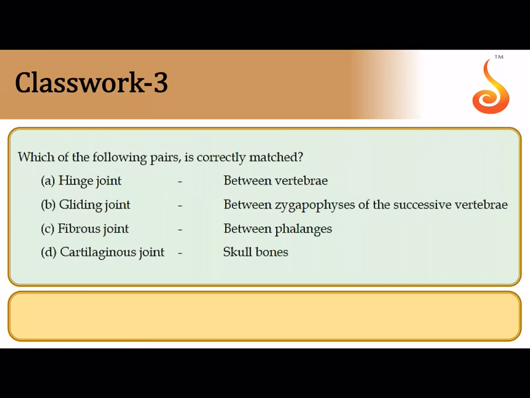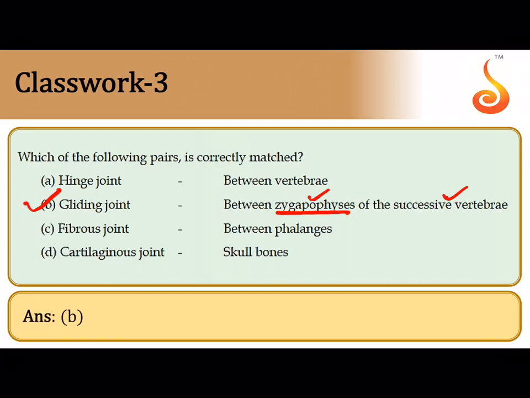Correct option among all the following: hinge joint between vertebrae, gliding joint. So it is gliding joint that is seen between the projections meant for articulation found on the vertebrae, called zygapophysis, and the successive vertebrae. It is called the planar or the gliding joint. So that is the correct match among the following.